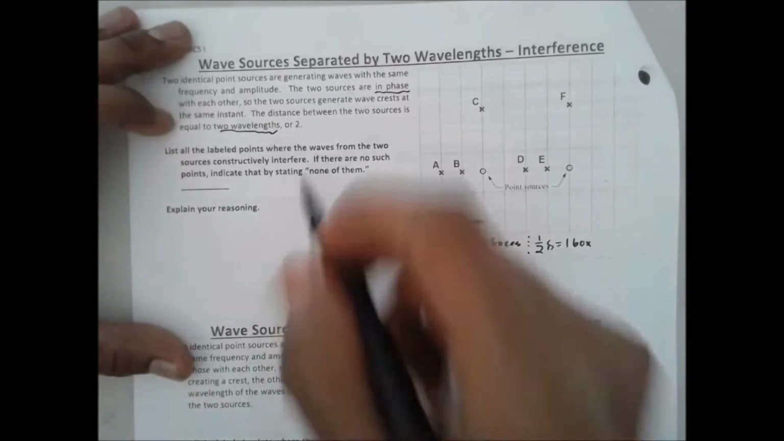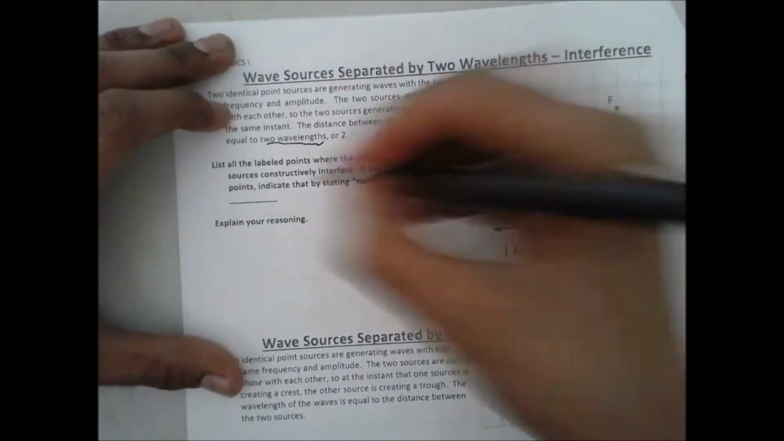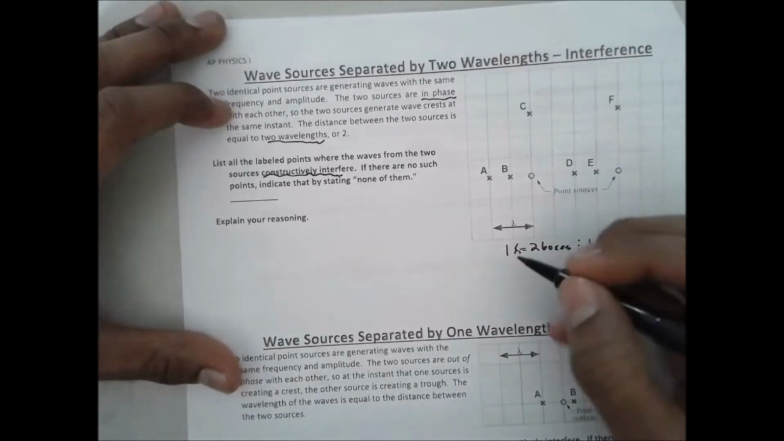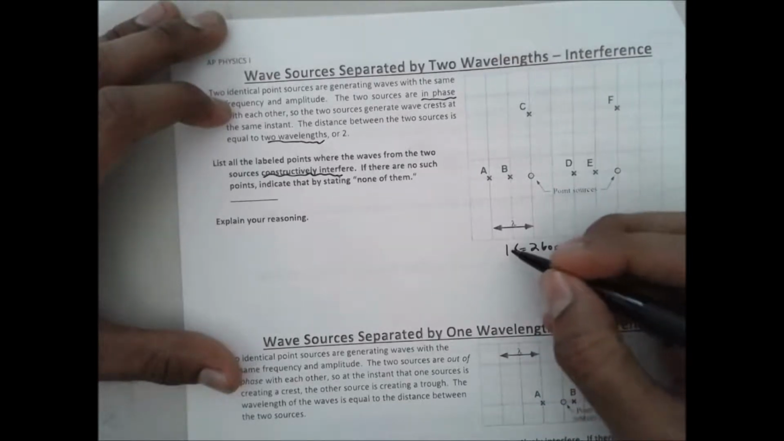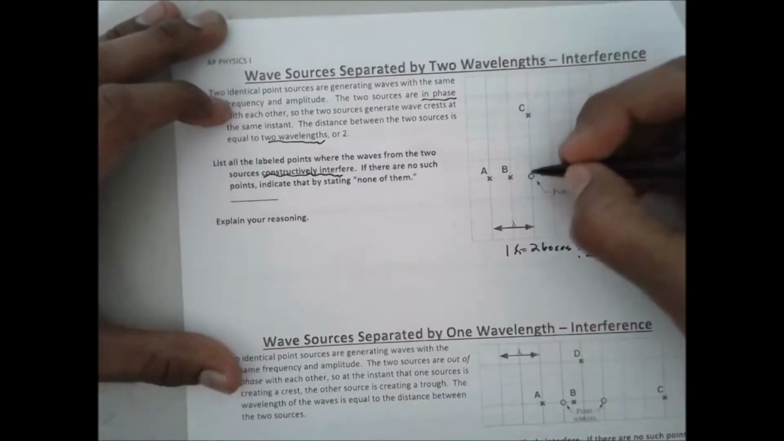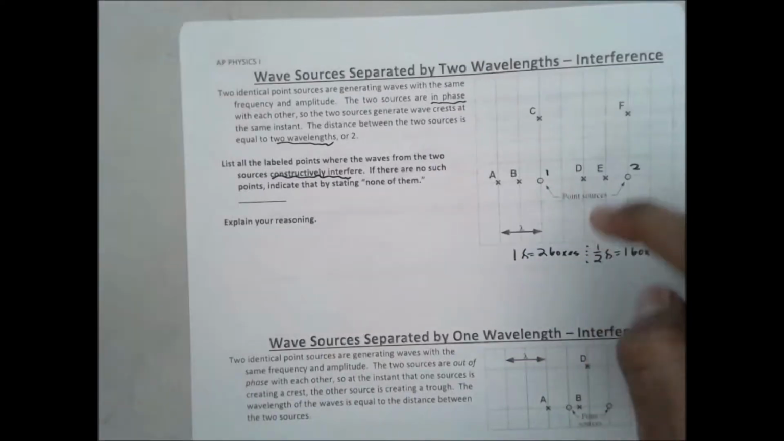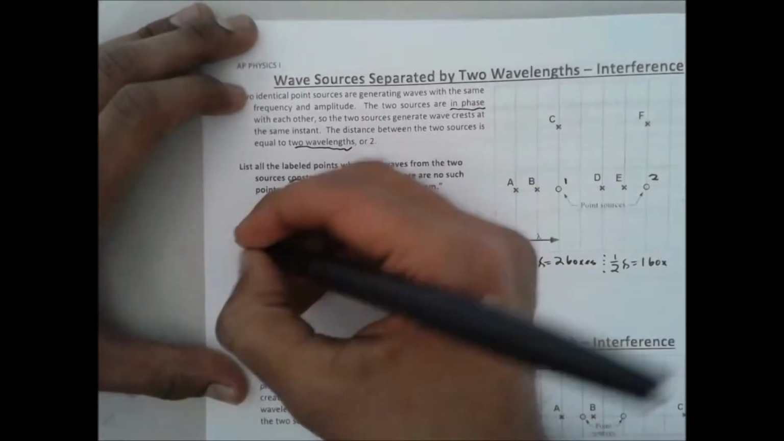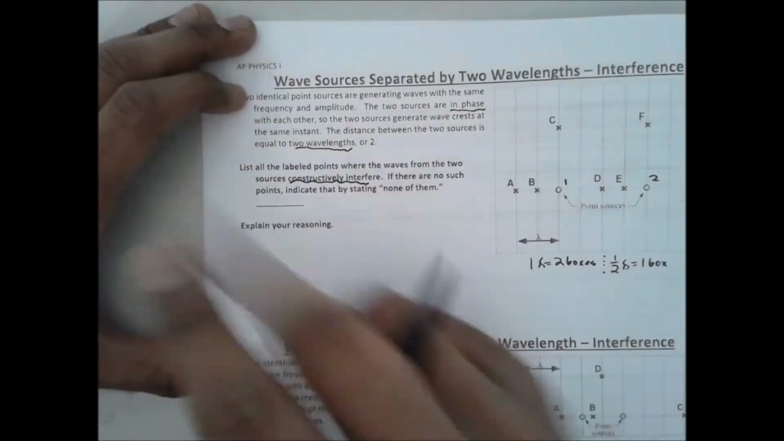Now we want to figure out where the waves from the two sources constructively interfere. According to the previous rule, wherever the difference in the path from point source 1 and point source 2 to any one of these points is a multiple of one wavelength, that's where they're going to constructively interfere. We don't know which ones are constructively interfering, we just have to do some math to figure this out.